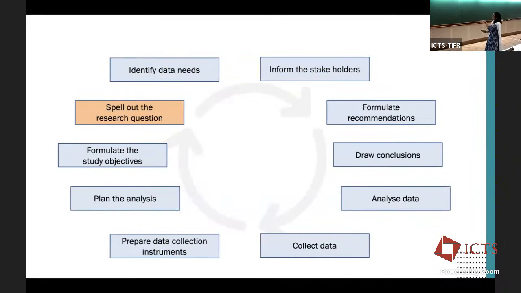So this is the research cycle that we always follow. So spell out the research question carefully. I think that is the most important thing in research, asking the right question. If you are not going to ask the right question, you are never going to get the right answer. So spend a lot of time brainstorming, discussing with people, talk to different experts who have worked in that area, and try to come to the right question.